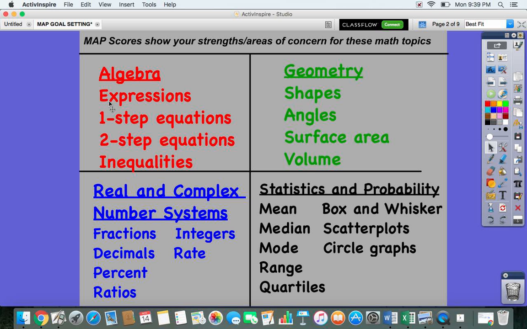So, for example, algebra involves expressions, equations, and inequalities. Geometry involves shapes, angles, volume, and surface area. Real and complex number systems involve fractions, decimals, ratios, percents, rates, and integers. And stats and probability is mean, median, mode, range, quartiles, box and whisker plots, scatter plots, and circle graphs.